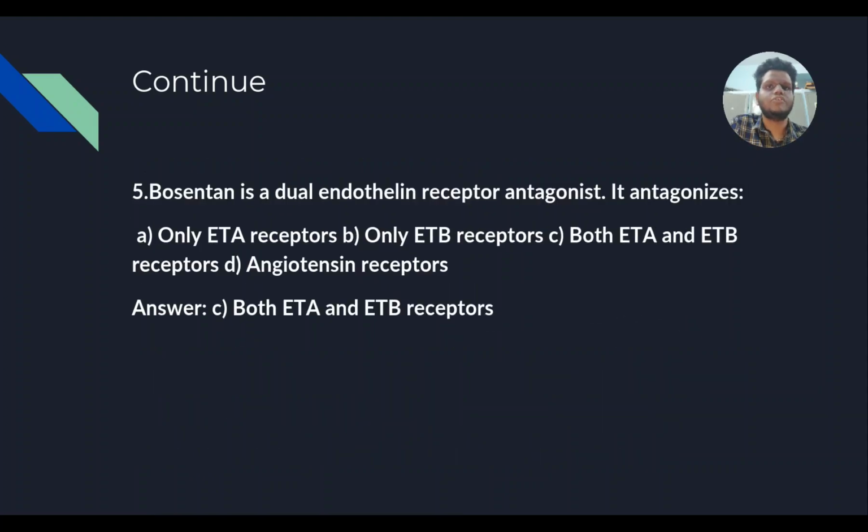Now let's cover the last MCQ of our topic. Bosentan is a dual endothelin receptor antagonist. So it antagonizes which receptors? Option A, only ETA receptor, option B, only ETB receptors, option C, both ETA and ETB receptors, and option D, angiotensin receptors. The correct answer is option C, both ETA and ETB receptors.